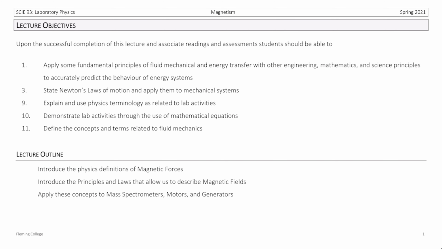This week, we're going to look at how mass spectrometers, motors, and generators all work. To understand this, we'll need to introduce the principles and laws that describe magnetic fields. And to understand magnetic fields, we'll need to understand the physics definitions of magnetic forces.